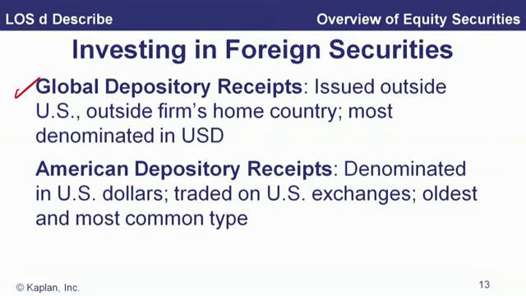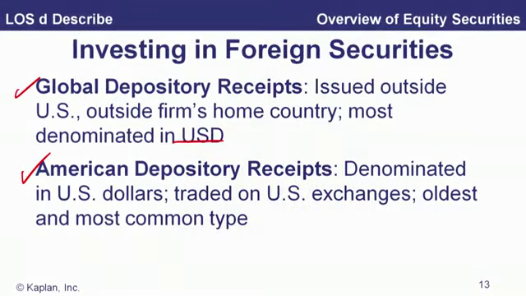We have global depository receipts. These are depository receipts, just like we've been talking about, that are issued outside the U.S. and outside the firm's home country. Most of these are issued in USD still, and they would be issued in the UK. So these are US dollar denominated receipts issued in the UK on this Malaysian firm. That would be a global depository receipt.